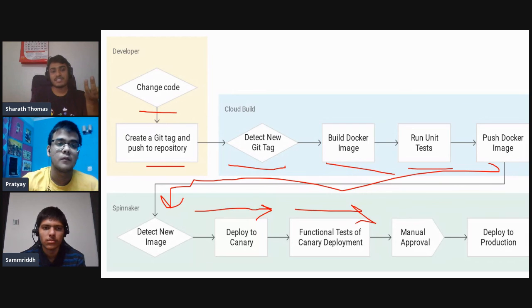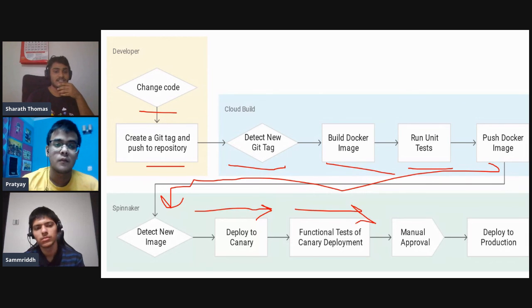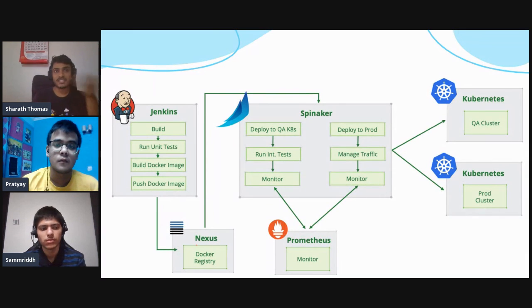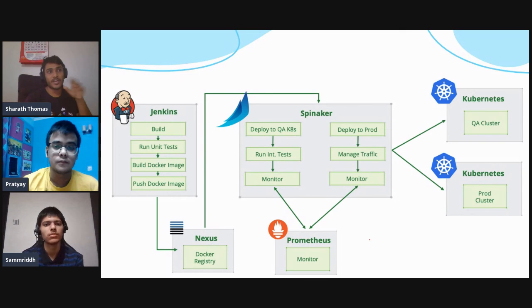Again, another image for the same stuff. Here we are using Jenkins, and then Nexus is a Docker registry. Nexus, Docker Hub, Google Container Registry, it doesn't matter, any technology. Then here Prometheus is there to monitor. In Google, you have Cloud Monitoring and Logging. There is a lot of software for checking whether everything is working properly.